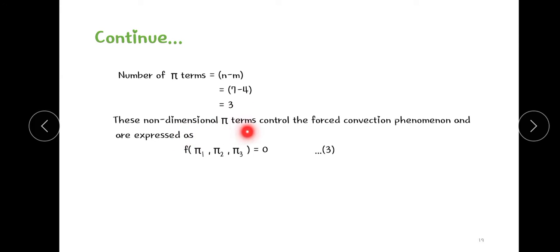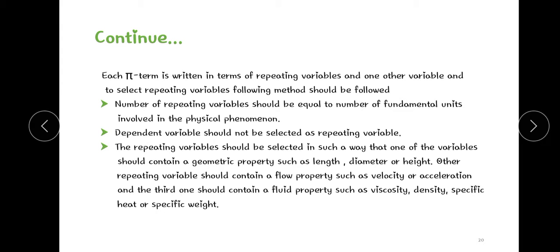These non-dimensional pi terms control the forced convection phenomena and we can express them as a function of pi 1, pi 2 and pi 3 equal to 0. Next, each pi term is written in terms of repeating variables and one other variable. To select repeating variables, the following method should be followed.